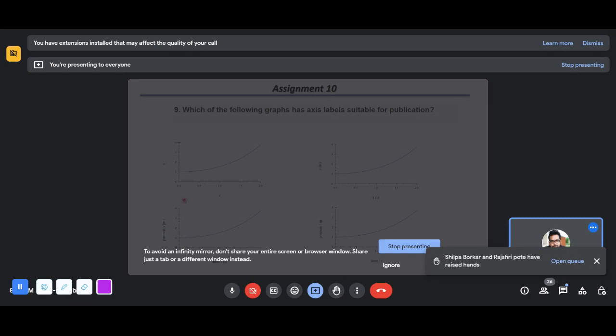Basically, the y-axis title is designated to position, that's why it is x, and the unit is in meters, and the x-axis is for time, that is t, in seconds, that is depicted. So this is now an accepted thing.